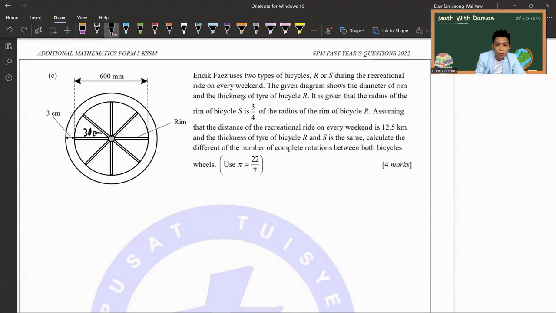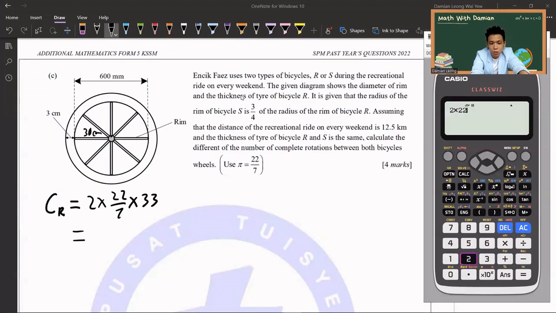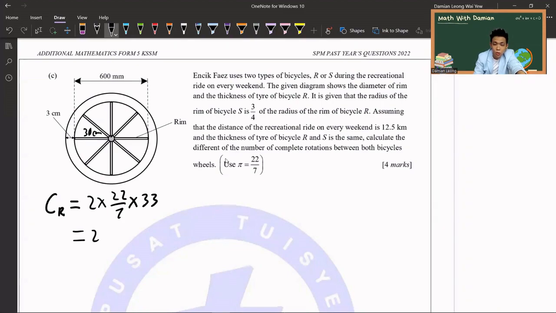Okay, so let's find circumference for bicycle R. Circumference is 2 pi R, pi 22/7 times radius 33. 2 times 22/7 times 33. 207 3/7 cm.